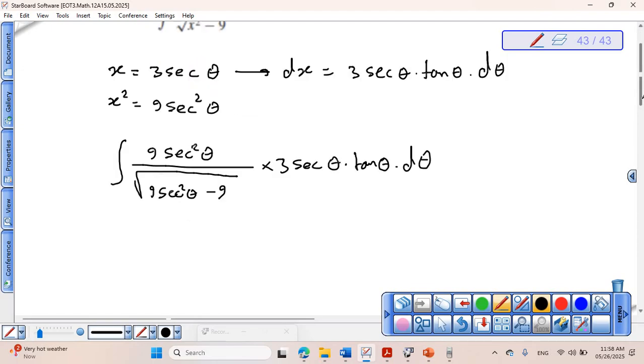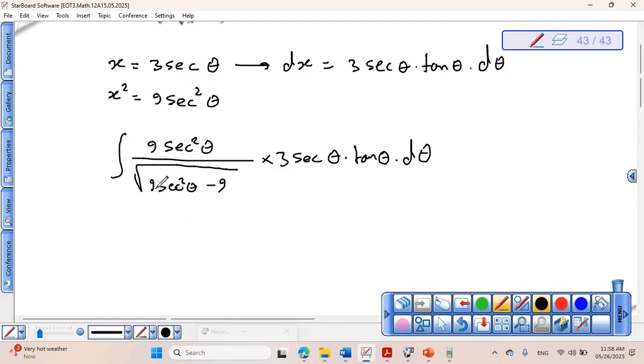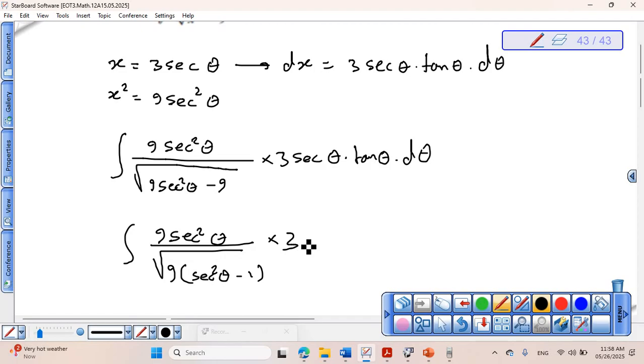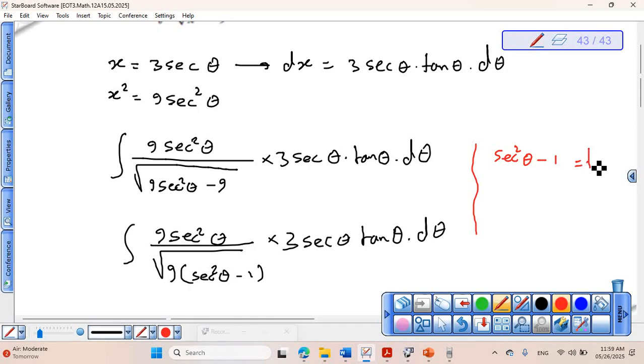If I take 9 as a common factor, this is equal to the integral of 9 sec square theta, radical of 9 as a common factor, sec square theta minus 1, times 3 sec theta tan theta d theta. Do you remember this formula? You should keep it in your mind: sec square theta minus 1 equals tan square theta.